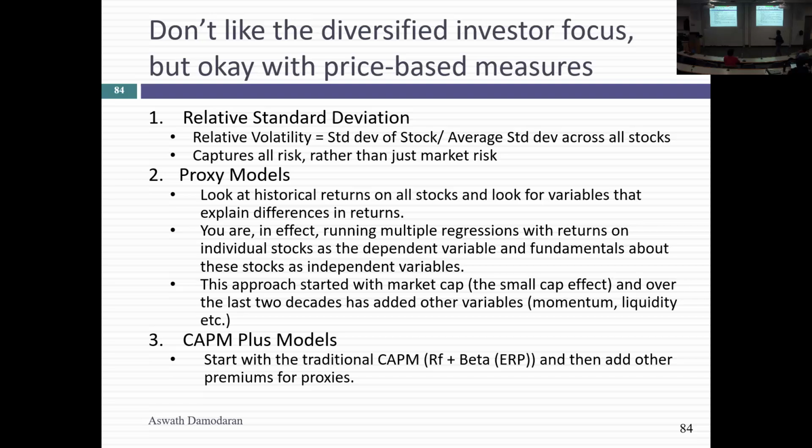So as you can see, if you have a diversified investment focus and you're okay with price-based measures, you can use relative standard deviation. Take the standard deviation of each stock, divide by the average for the market. So your stock's standard deviation is 36%. The average standard deviation across all stocks is 40%. 36 divided by 40 is 0.9. Hey, that looks just like a beta.